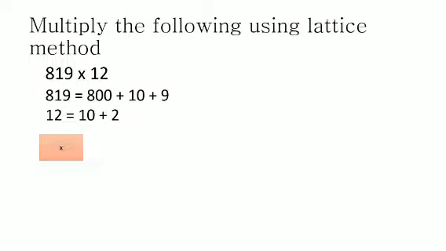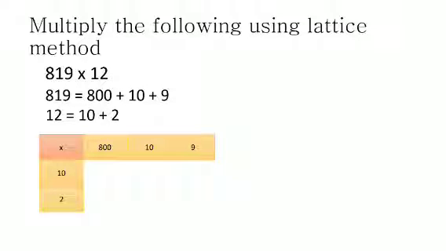Three digit by 2 digit. Now 819 into 12. We have expanded 819 is equal to 800 plus 10 plus 9. And we will expand 12, 10 plus 2. Now we will write down in the box first multiplication, next to that 800, 10, 9. And below the multiplication sign 10 and 2.